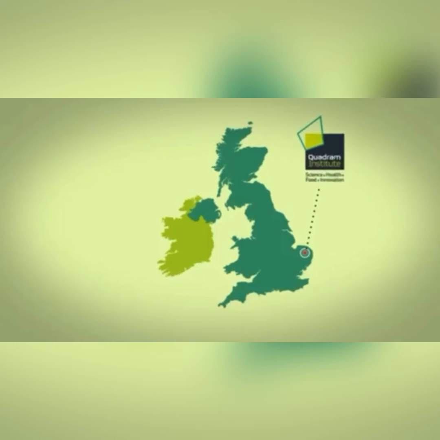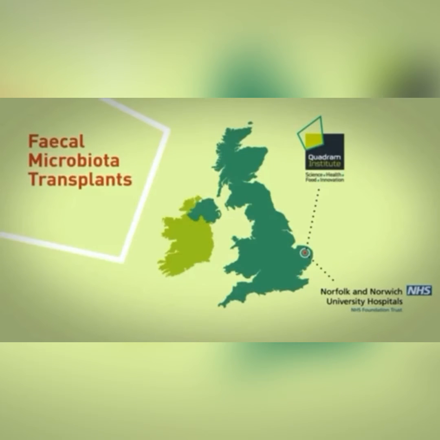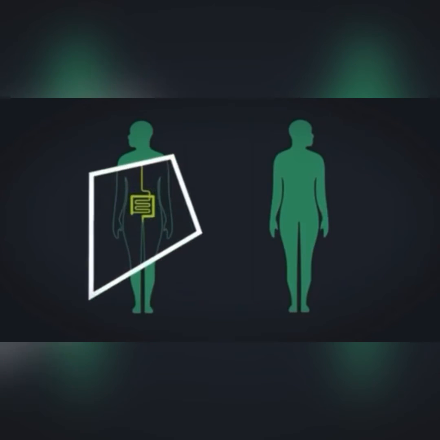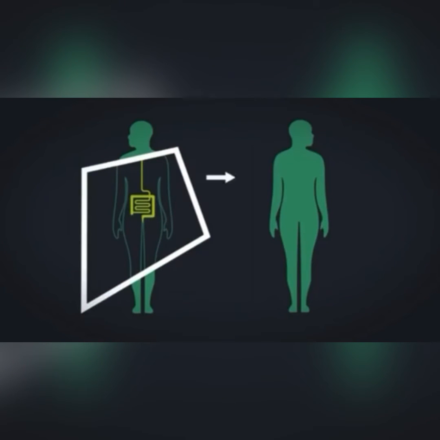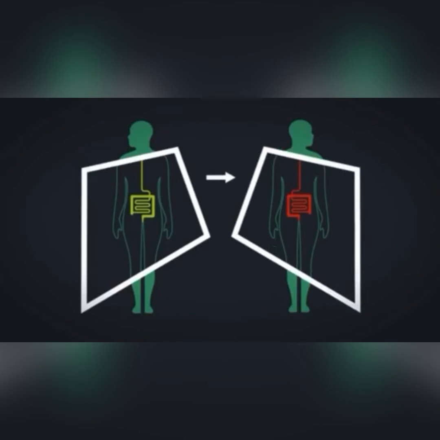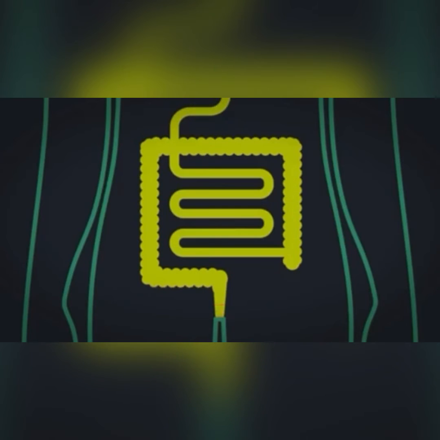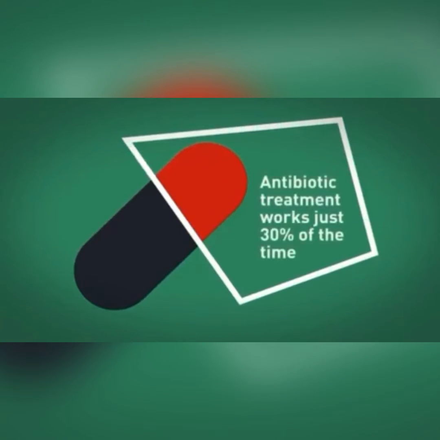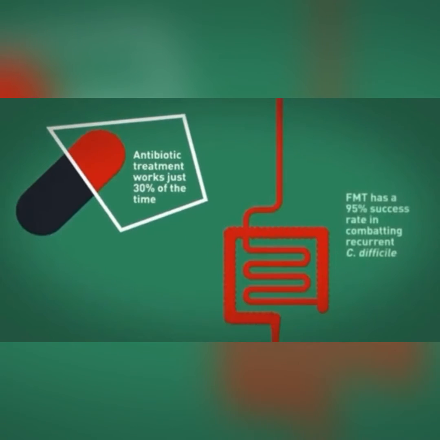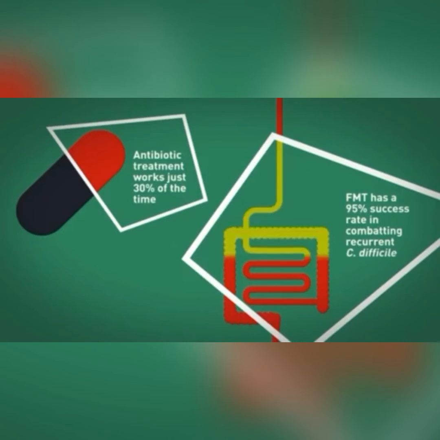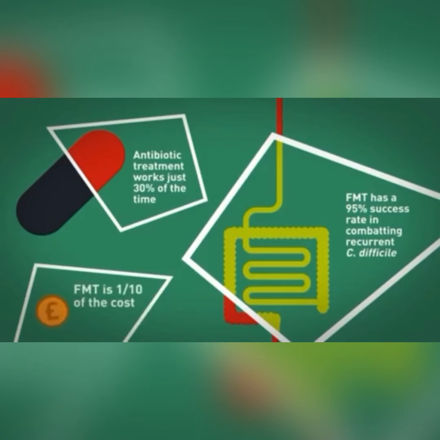That's why Quadram Institute microbiologists and clinicians at the Norfolk and Norwich University Hospital have come together to deliver an innovative new treatment: fecal microbiota transplants. The transplants involve transferring microbiota from healthy donors into patients with C. difficile infection. The patient receives a whole new, healthier microbiota, leading to immediate benefits. While antibiotic treatment works just 30% of the time, FMT has a 95% success rate in combating recurrent C. difficile and is less than 1/10 of the cost.